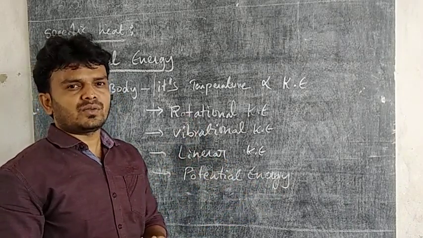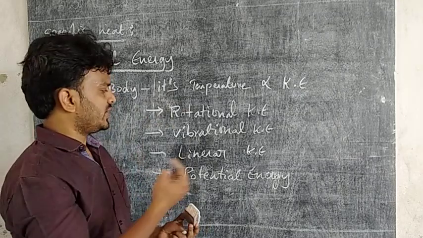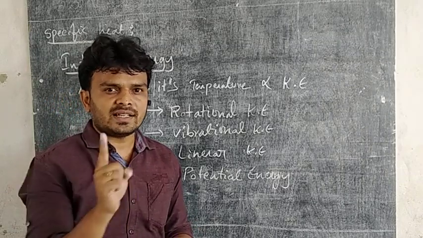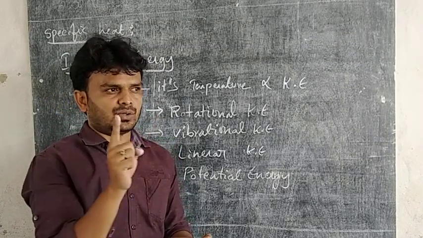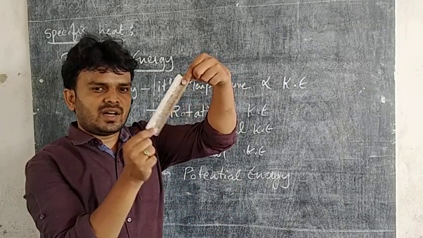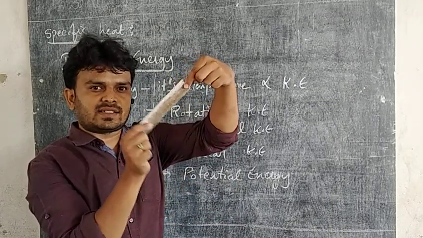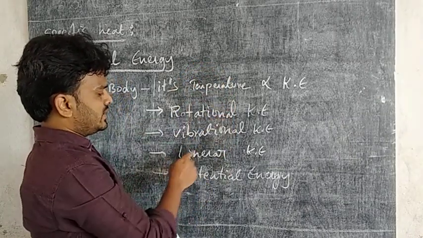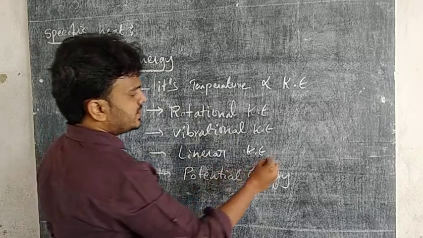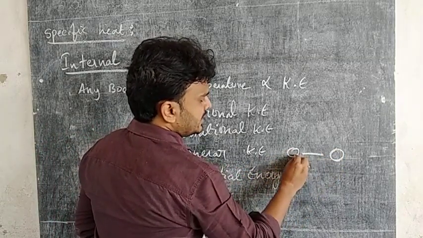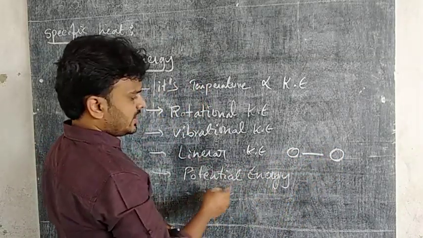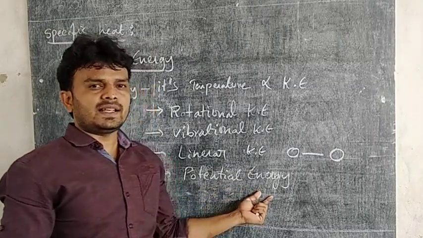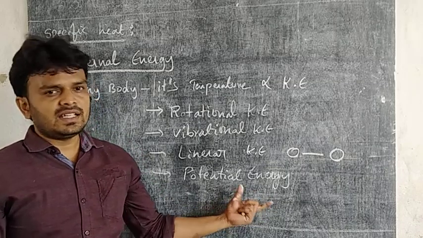Rotational energy means one molecule is rotating around another molecule. Vibrational energy means a molecule oscillates about a fixed position between other molecules. Then linear means straight: one molecule is in a linear position to another one. Then potential means by place. The energy acquired by the place of the molecule is called potential energy.